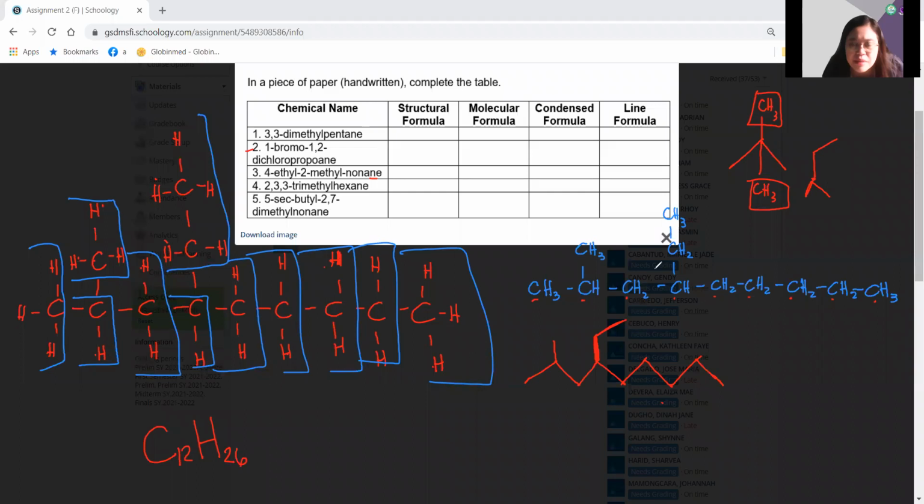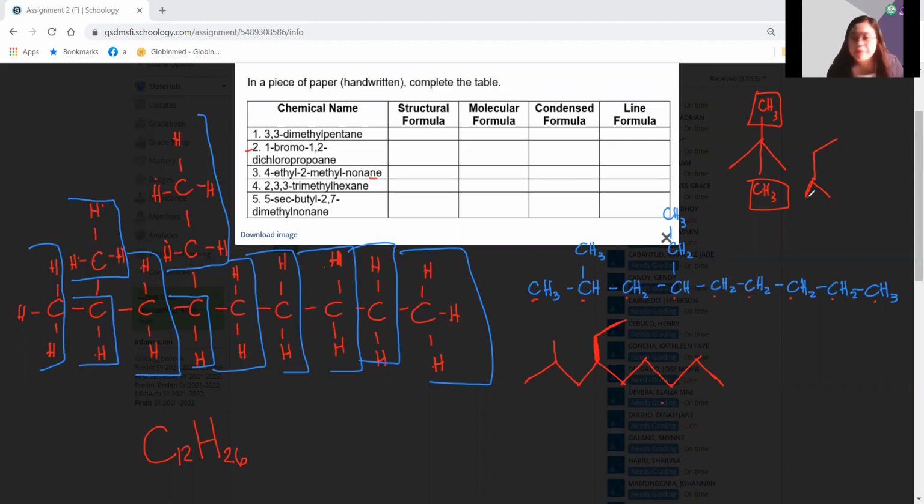Pag branch, pwede diretso. Kung CH2, CH3 kasi ang sinulat mo, that will be a combination already of the line and the condensed formula. So sa line formula, we will really use lines to represent the carbon. So sa carbon lang ha, sa carbon lang tayo magre-represent ng lines. But if it's another atom like the halogens, that's the time you really need to write the halogens.